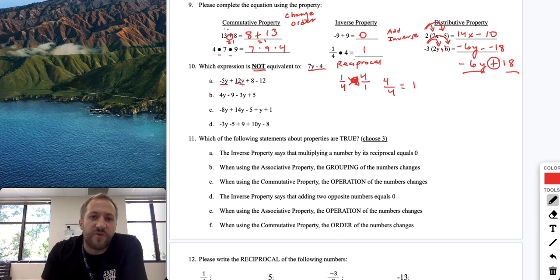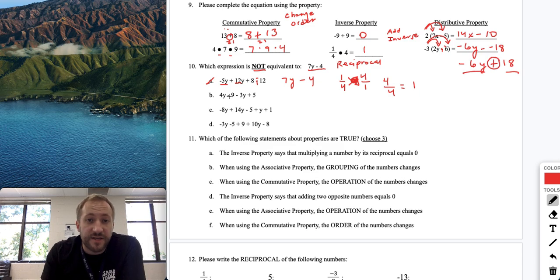Negative 5y and 12y, those are like terms. I'll combine them and get 7y. 8 minus 12, that's really like plus negative 12. That gives me negative 4. Hey, that's the same thing. Perfect. So that one is not it.